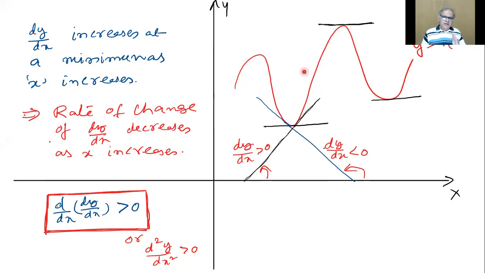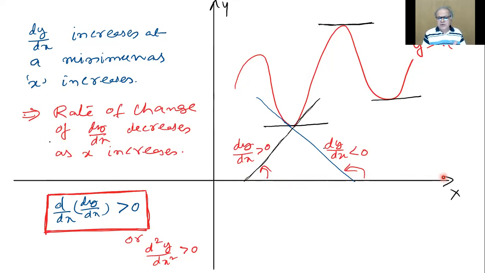I'll mention 3 points. Listen to me, all of you. It's already there, but I'll tell you again. At a maximum or a minimum, dy by dx is 0. But as you pass through a maximum, do you understand, as you are going in the increasing x direction.